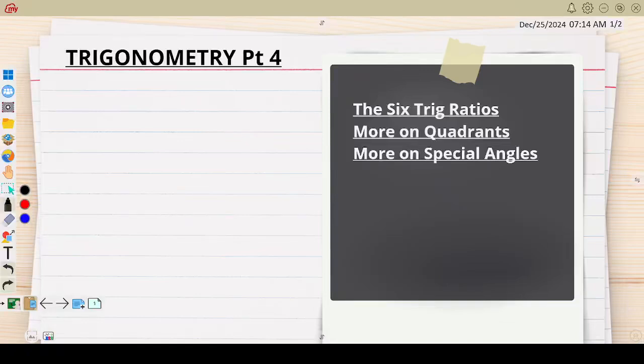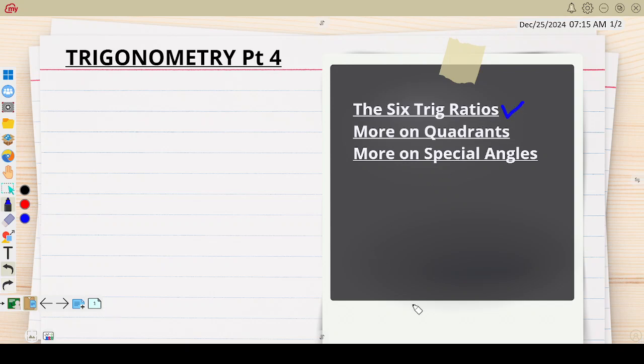Hi, Jobbies. This is the fourth lesson in trigonometry. Today we'll be winding up the first part of trigonometry, the introductory part that we've been looking at, and then in part 5 we'll do trigonometric identities. These 6 trig ratios will actually introduce us to those identities, so we'll need the knowledge later on. We're also going to look at more on quadrants and more on special angles. So we can get started.